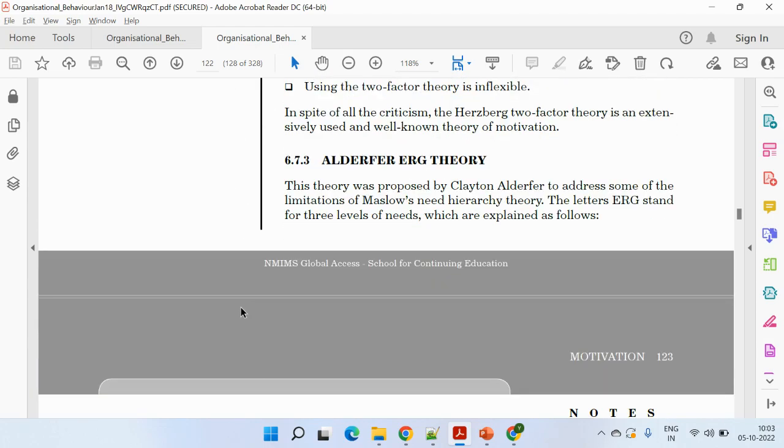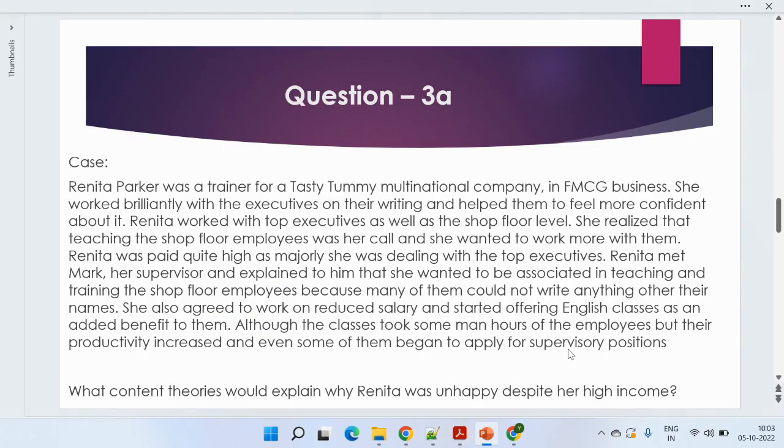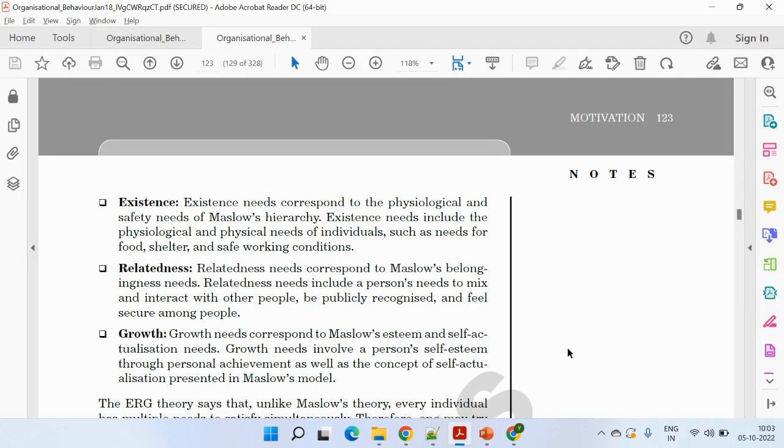Then the third one is the ERG theory. ERG theory is divided into three parts: existence, relatedness, and growth. Existence is physiological and safety needs, which we discussed at the first level, and which was already covered in the case of Parker. Sorry, I just missed the name. It was Renita Parker. Yeah, Renita Parker.